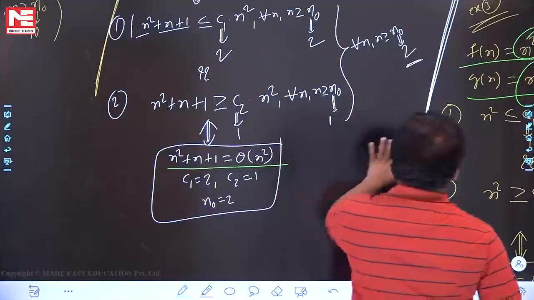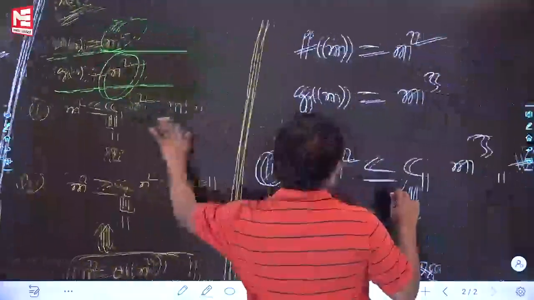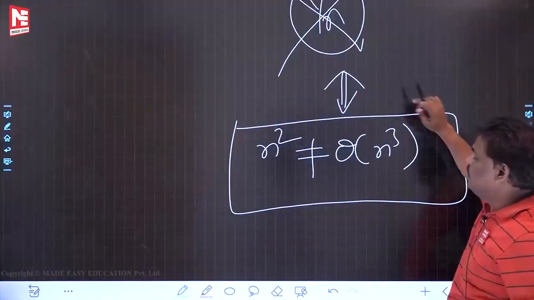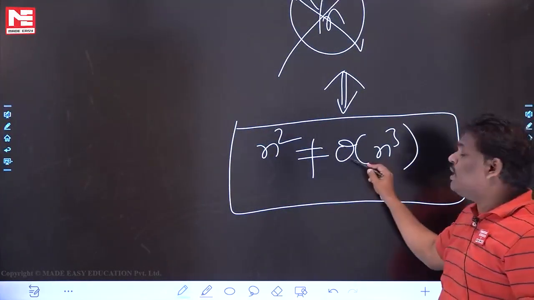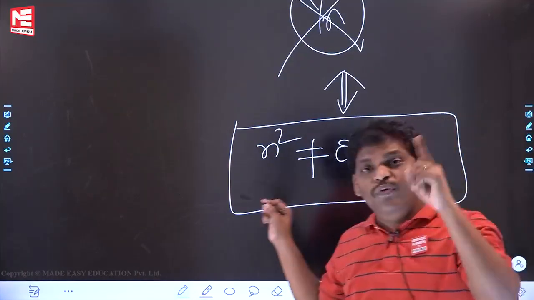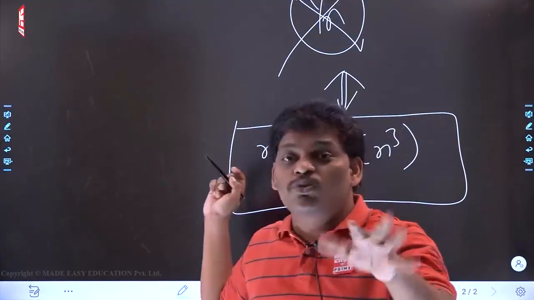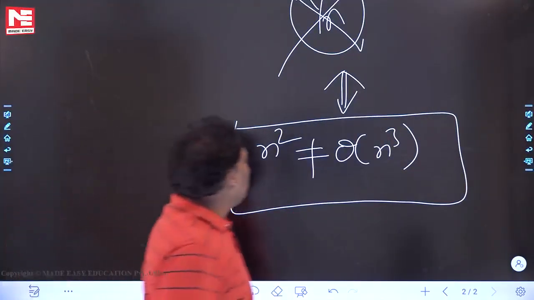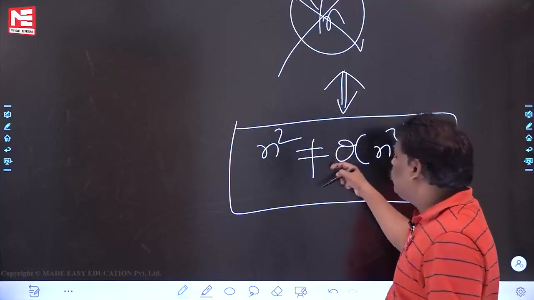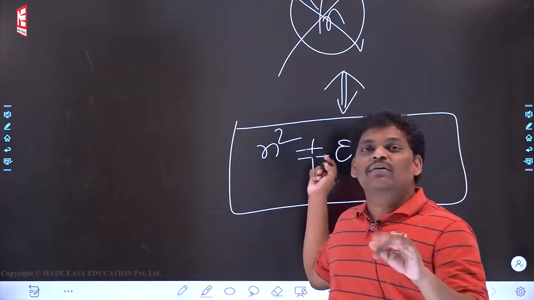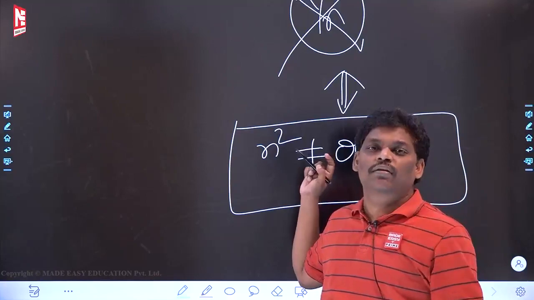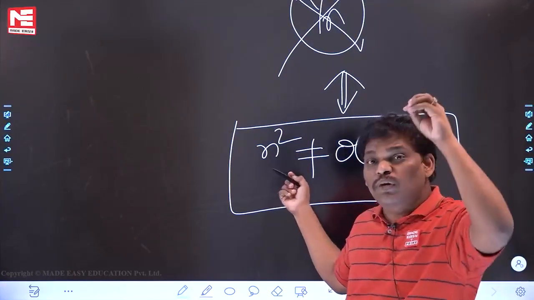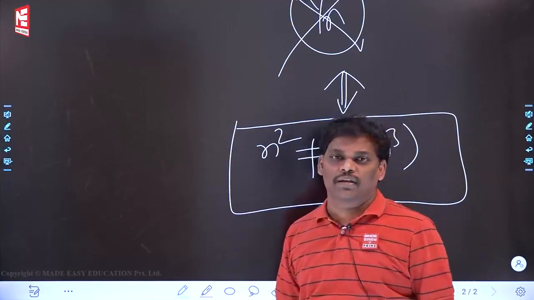Fine. Come to the last problem. See the last problem. N square is theta of n cube, fail. What is the meaning of this one? They are not asymptotically equal. Asymptotically fail means mathematically fail. Theta fails. What is the meaning? Asymptotically fail means mathematically also fail. Please be careful. Asymptotically itself fails, so where is the chance of mathematically?